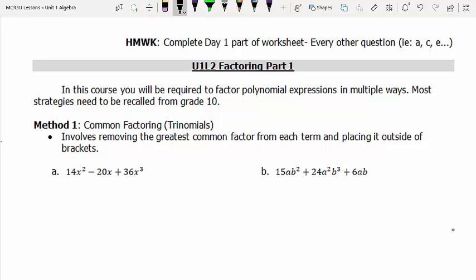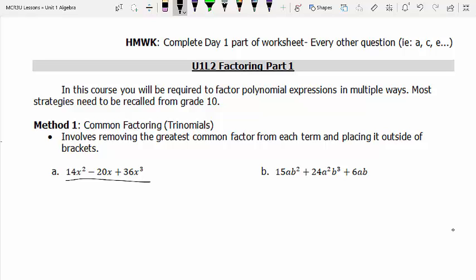Alright, so common factoring is when there is something common in each of the terms in the polynomial. Once you've figured out what that common thing is, factor it out of each term and put it outside of the bracket. And then you put what's left over inside of the bracket. Let's get right into an example. 14x squared minus 20x plus 36x cubed. So we need to figure out what is common between each of those three terms.